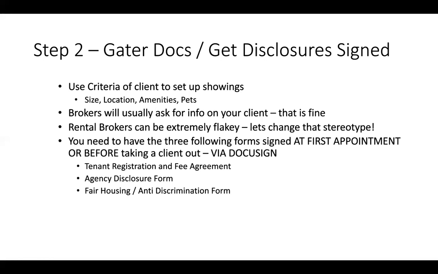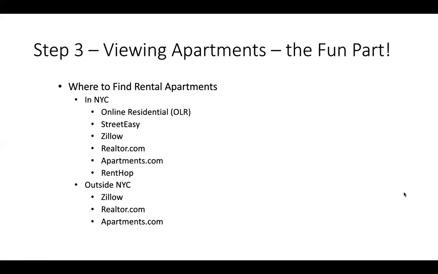The agency disclosure form lets your client know that your fiduciary responsibility is to them. And the fair housing anti-discrimination form lets them know what their protected classes are under fair housing and how they can report you or any other broker that they deal with, or an owner, if they feel like their fair housing rights are being violated. So if you're not familiar with these forms, review them so that you can explain them to anyone who asks you about it. We'll get into those forms specifically a little bit later, but we're going to talk about the next part.